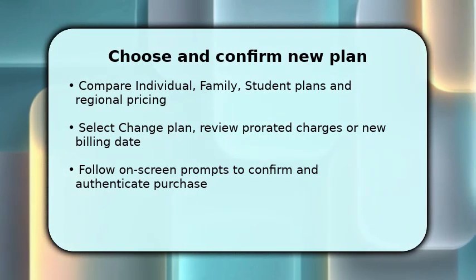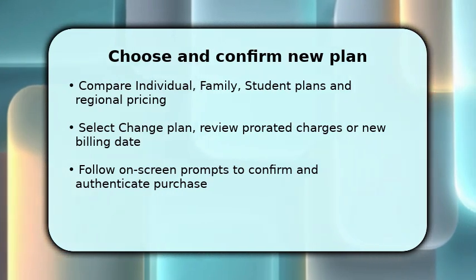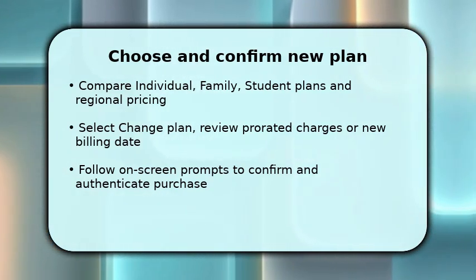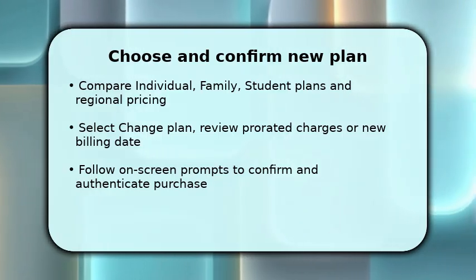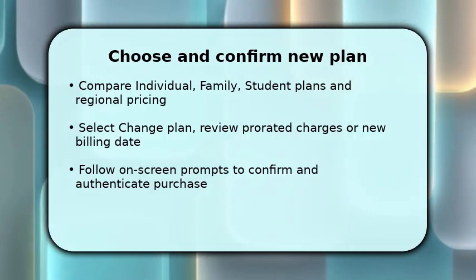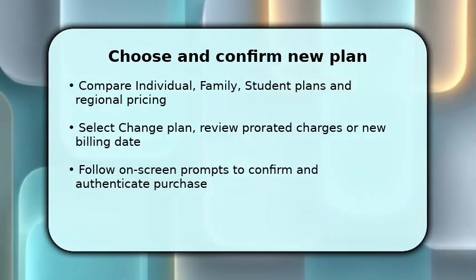Now choose the plan you want and why. Family if you need up to 6 members, student for verified students, or a different regional tier. Once you tap Change Plan, YouTube shows prorated charges or the new billing date. Review those numbers carefully so you know what you'll pay this cycle.